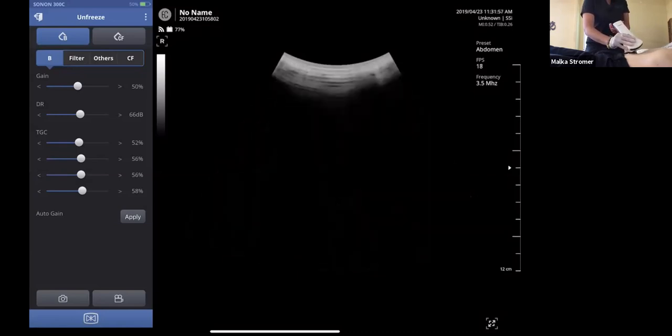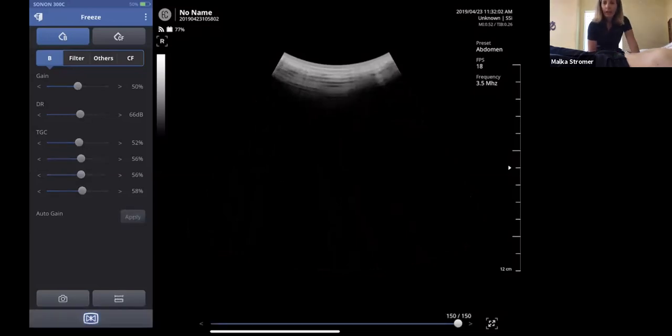Okay, this is a little bit today about scanning and looking for AAAs.